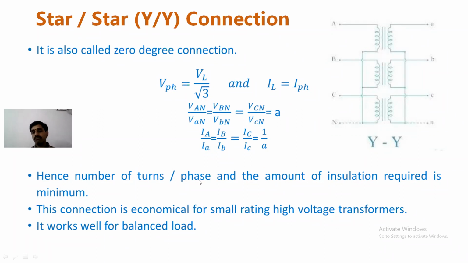So hence, the number of turns per phase and the amount of insulation required is minimum compared to delta here, because there is no closed path of connection. Therefore, number of turns per phase, amount of insulation required also less. This connection is economical for small rating high voltage transformers. Whereas in the previous case, it is high rating low voltage transformers. This is small rating high voltage transformers. So it works well for balanced load, especially because neutral connection will be there. The current has to flow in the neutral path. So that's why it is more suitable for balanced connections. Whereas delta is suitable for both balanced and unbalanced.